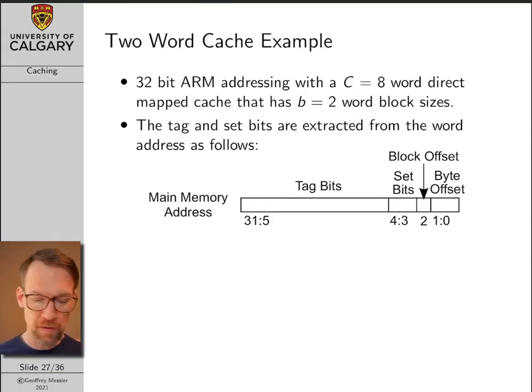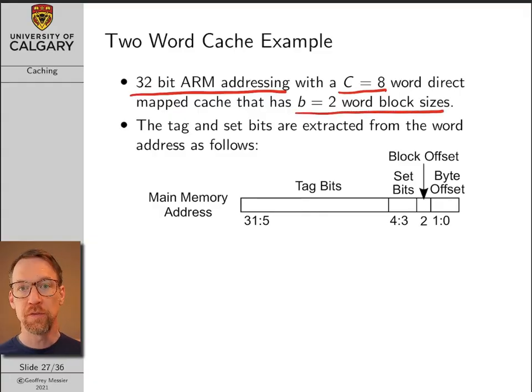Okay, in this next example, we're going to again work with 32-bit ARM addressing. Our cache capacity is going to be equal to 8, but we're going to work with 2-word block sizes now. So that means we're going to have 4 sets, and each set is going to contain 2 words. This slide shows how we're going to use our main memory address to figure out our tag, set, and now our block offset bits as well, because we have a block size of greater than 1. Just like before, the lower 2 bits are our byte offset, which we can basically discard.